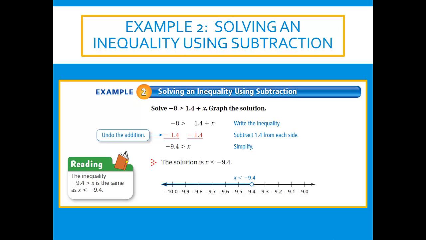So my solution is x is less than -9 4/10. Now when I graph my solution, I'm going to have an open circle at -9 4/10 because my symbol is less than. Then I will shade to the left because if I try a number to the left-hand side, I could try -9 5/10. So I have -9 5/10 is less than -9 4/10, and that is a true statement.